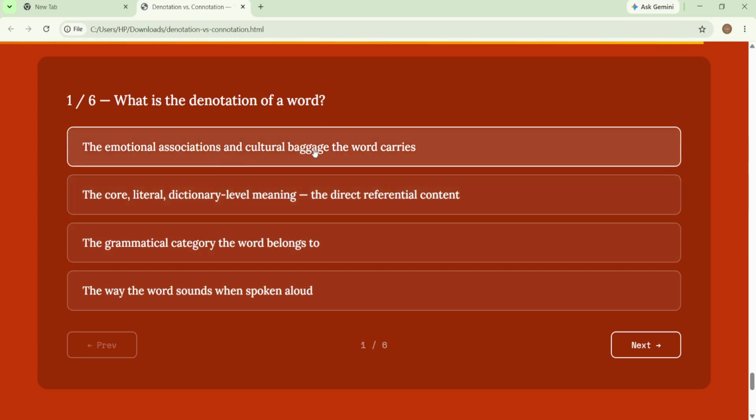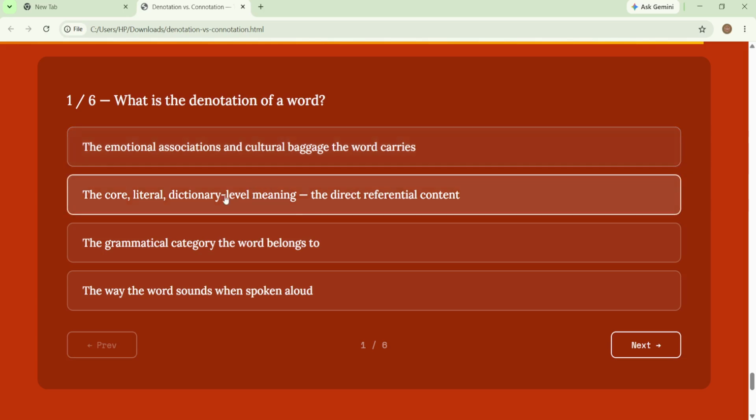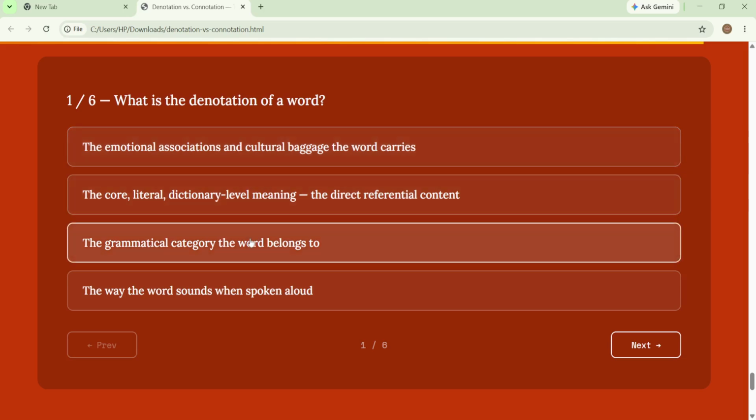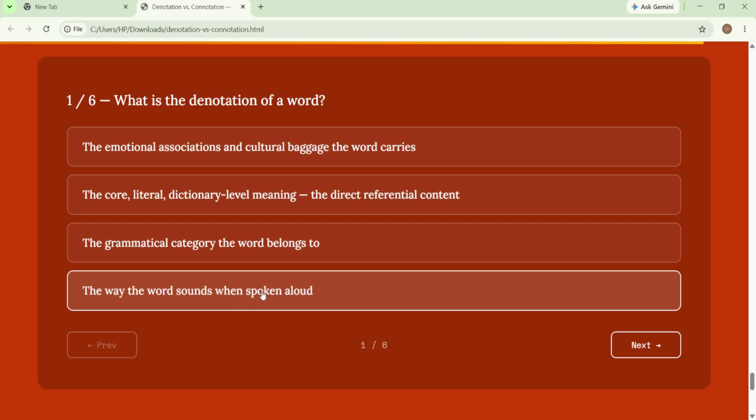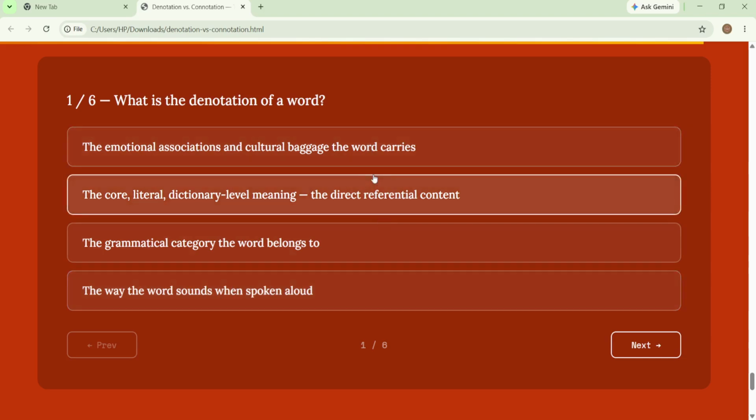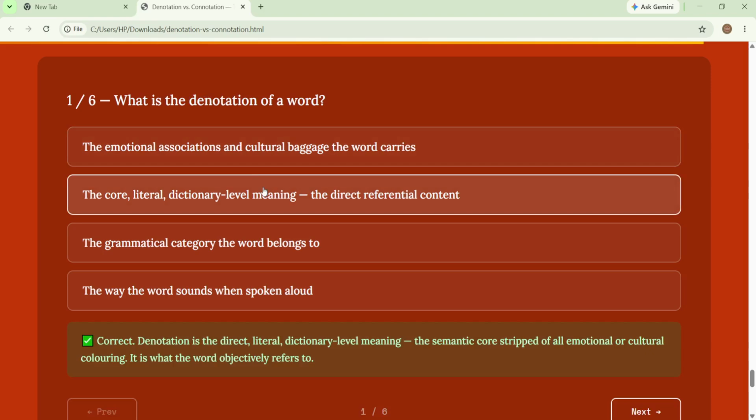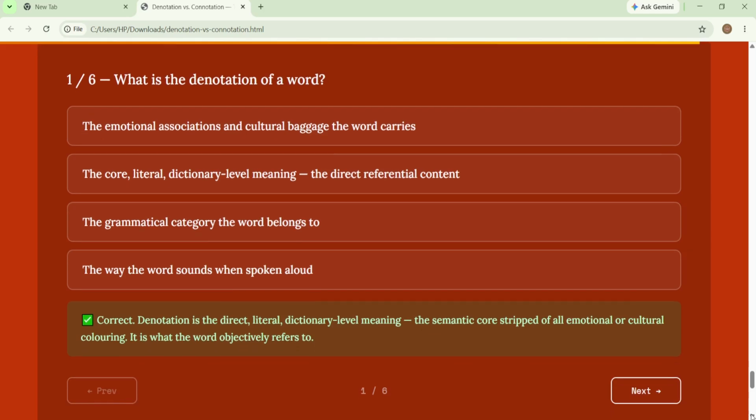The emotional association and cultural baggage the word carries. The core literal dictionary meaning. The grammar category? Well, we have not discussed grammar categories. The way the word sounds? Well, we have not talked about spoken sounds. So it's between two, and we have already decided. So it's the dictionary-level meaning.